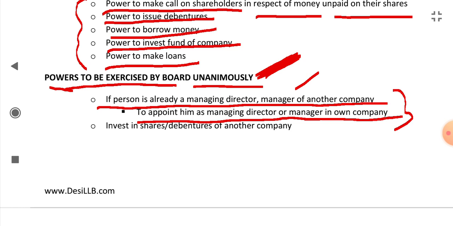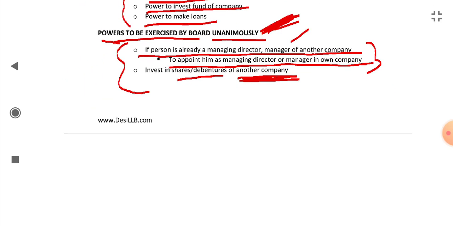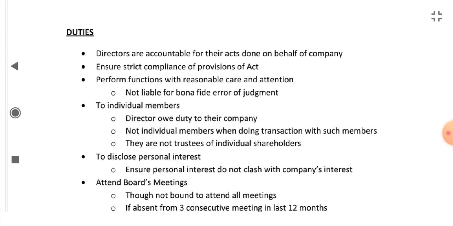Or what is the another decision which has to be taken unanimously? It is to invest in shares or debentures of another company. This decision should also be unanimous, one should accept and agree to this decision, then only this decision can be taken. So these were powers.